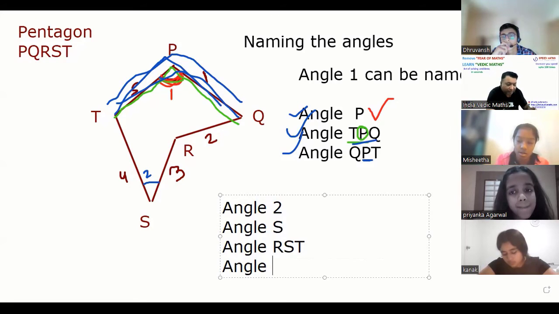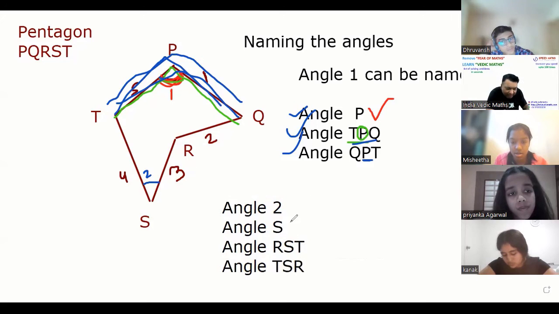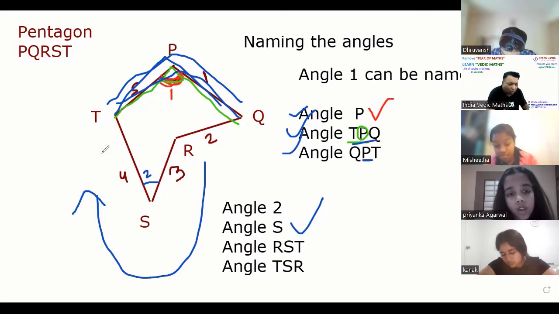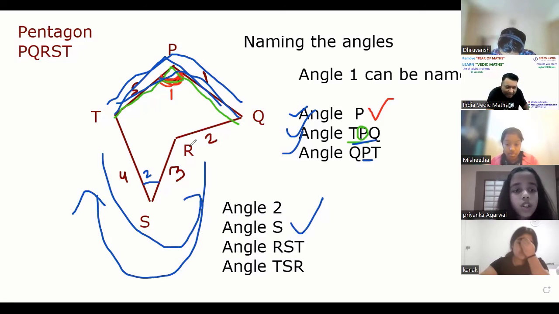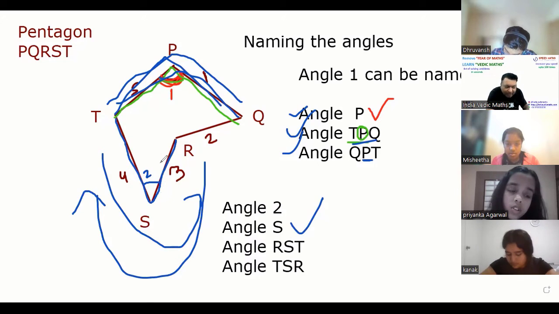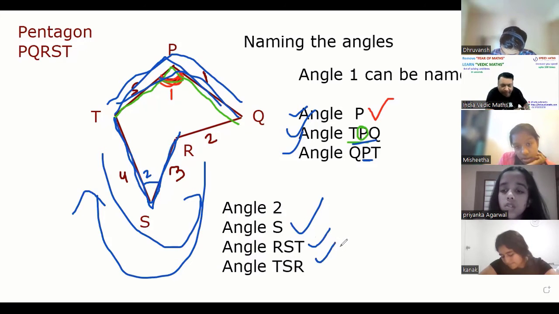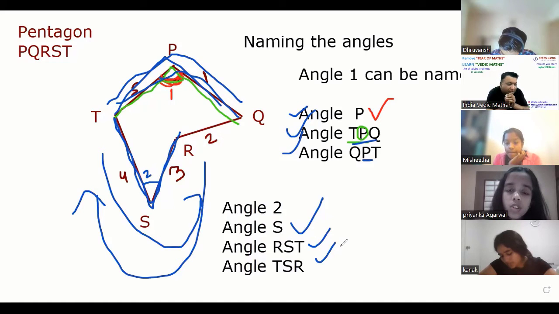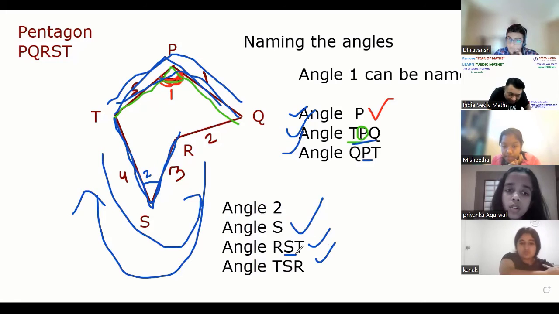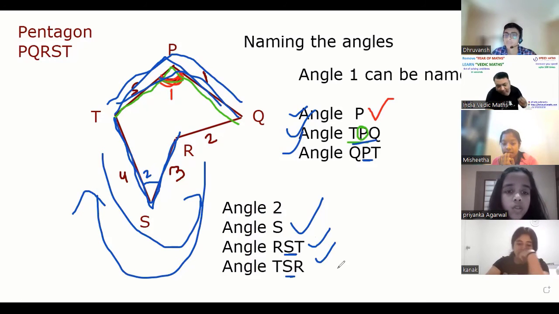Sir, TSR. TSR. So Priyanka, what we should do is, if it can be written directly as a letter, right? Otherwise we go like this, or we go like this. RST means we go from R to S and S to T, or we go TSR, from T to S and S to R. Sir, SRT and STR are wrong, no? STR is wrong, SRT is wrong. The angle letter should come in the middle, okay? Very good question.